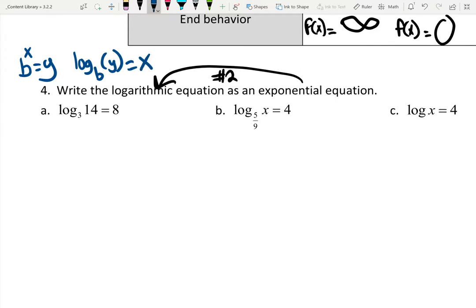So let's just kind of convert some things. My base is 3, the number on the outside is 8, is 14. I'm going to do it again for the next one. Even though it's a fraction, it doesn't necessarily matter. 5 to the ninths. Now I'm going to draw parentheses around this to signify that I'm going to include both the numerator and the denominator with the exponent. Okay, the exponent is 4, which is equal to x.